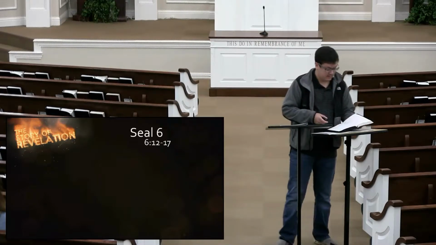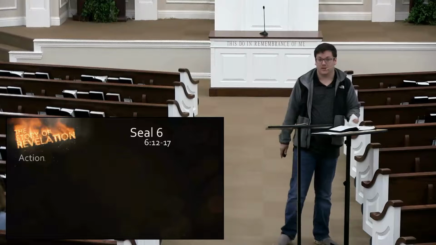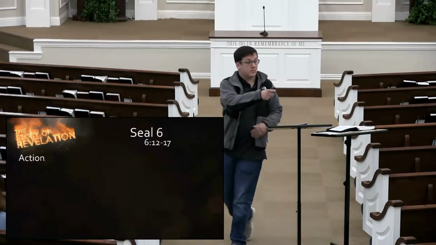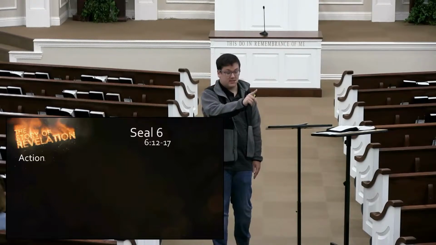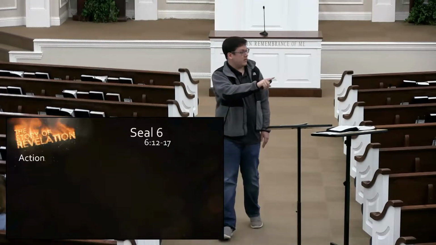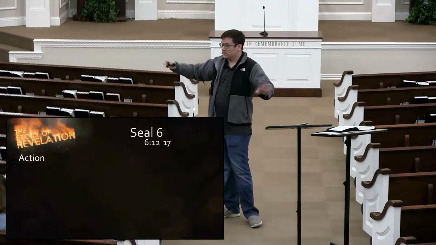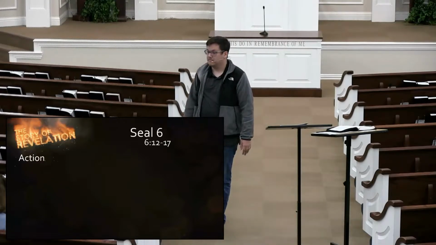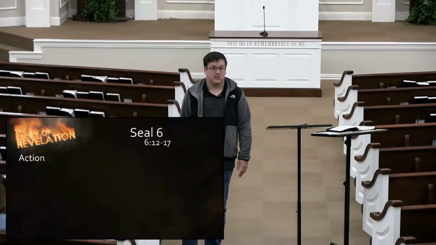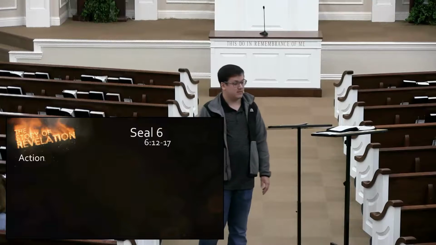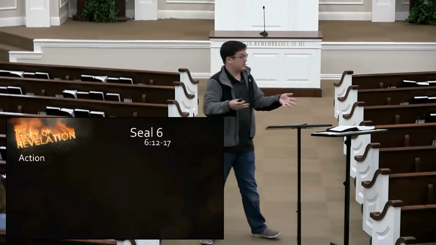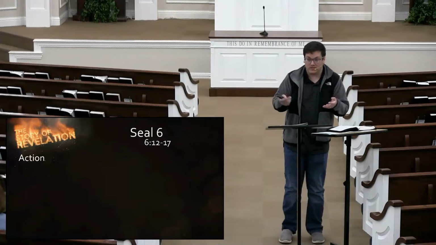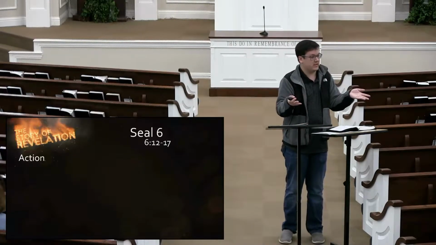Describe the action of the 6th seal. What do we see? Judgment. Okay, not judgment day necessarily, but we'll get there. What else? What's happening? What else is going on? Earthquakes. Okay, what else? Destruction. Yeah, that kind of sums it all up. Destruction. How are people responding to this destruction they're faced with?